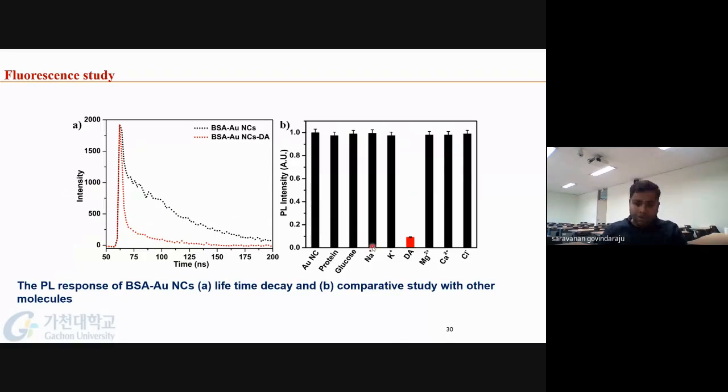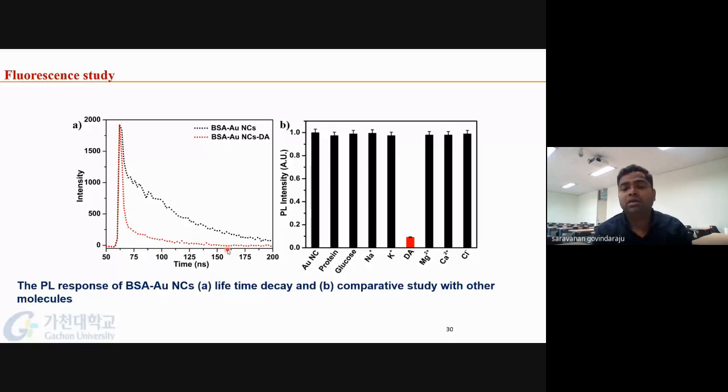I will explain the mechanism of how the gold cluster reacts with dopamine and how the fluorescence quenching happens. We performed lifetime decay, which is a technique to measure how an electron transfers from one level to another and how long it takes. The gold cluster shows a lifetime of around below 500. But when dopamine reacts with the gold cluster, it takes a longer time, and the intensity also changed. This is the main mechanism of how the gold cluster reacts with dopamine.